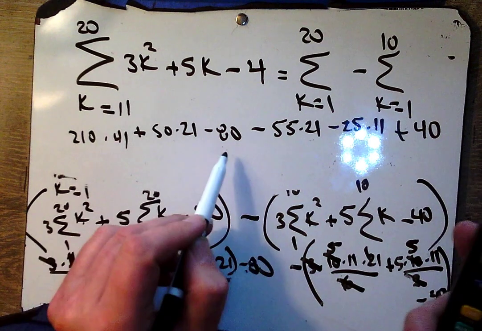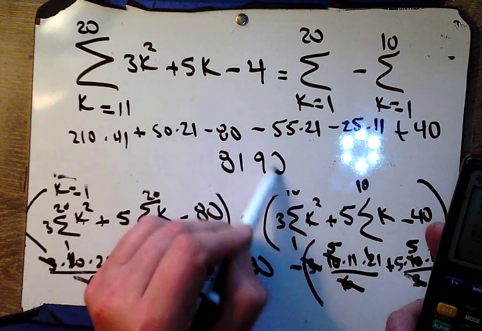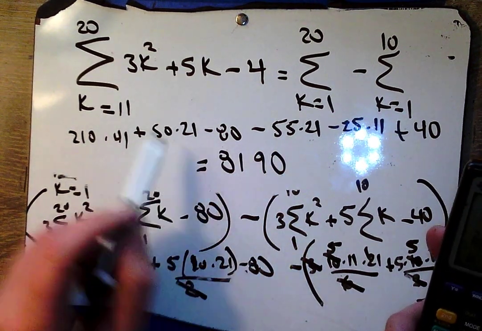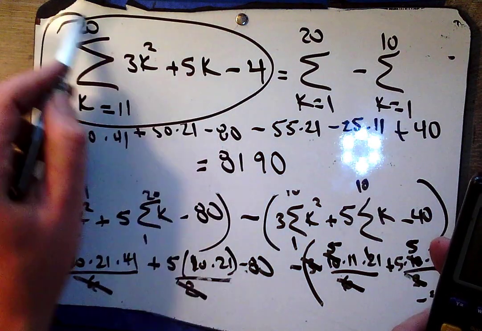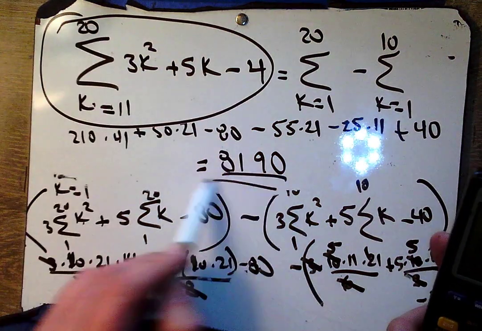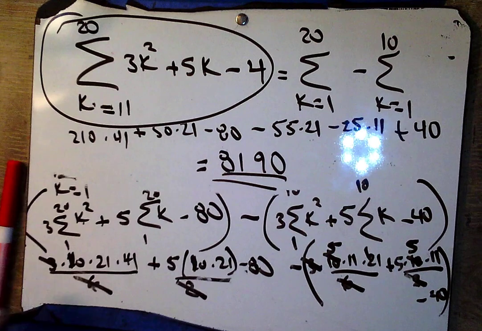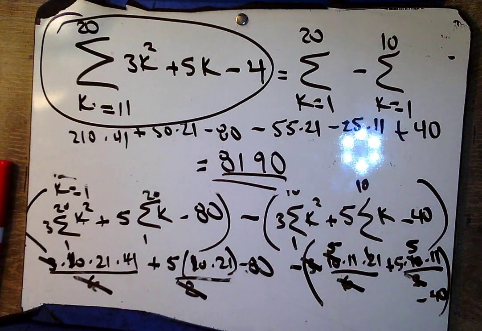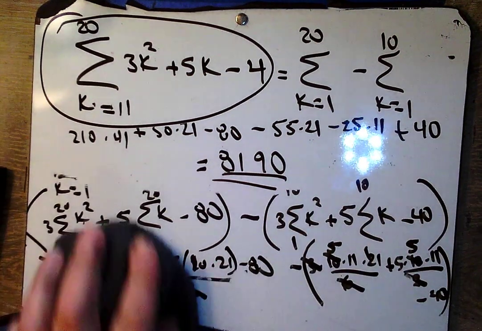And I end up with 8190. So the sigma from 11 to 20 is going to have that sum. Okay, so know your sigma shortcuts. Yeah, know your sigma shortcuts.